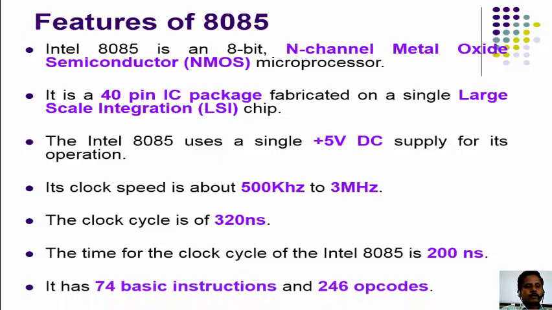It has 74 basic instructions and 246 opcodes, that is operational codes. So the 74 basic instructions are used to give commands and to perform different operations with the help of the 8085 microprocessor. Depending on the application or the user requirement, the user will use the instructions provided by the Intel 8085 microprocessor.